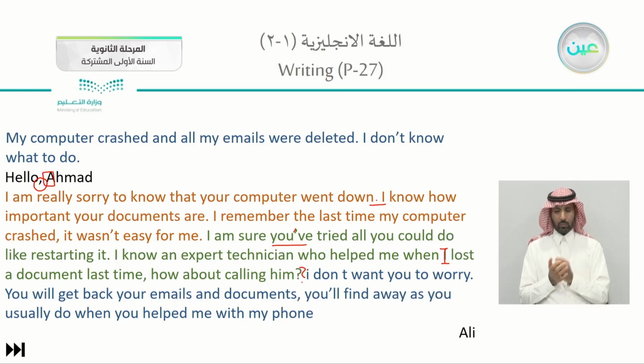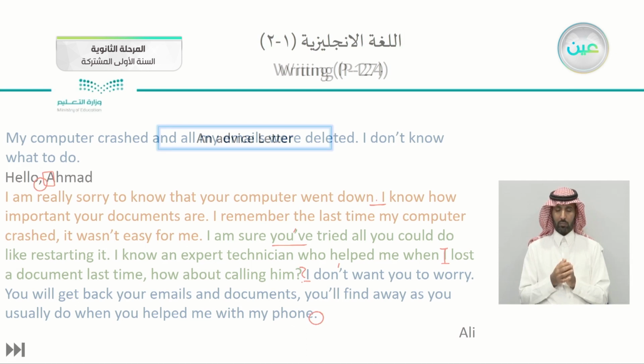I don't want you to worry. How can we correct this one? Capital I, don't, we will use an apostrophe. I don't want you to worry. Here, you will get back your emails and documents. You will find a way, as you usually do, when you help me with my phone. Then we have the signature, Ali. You have to end with a full stop in here.